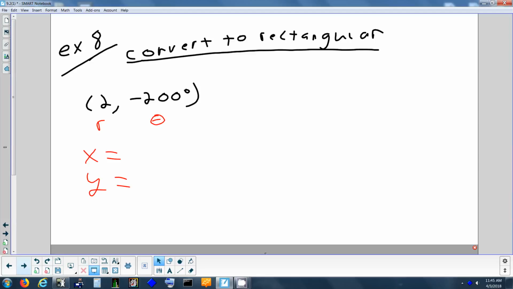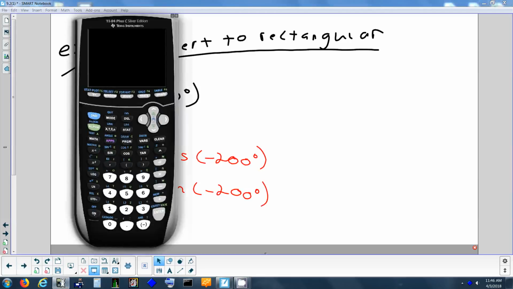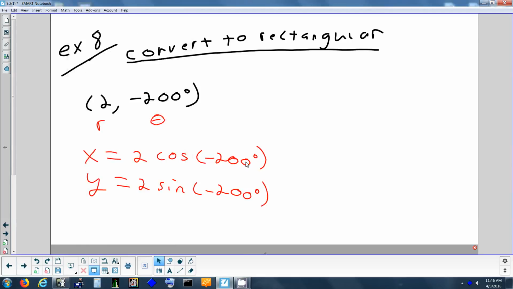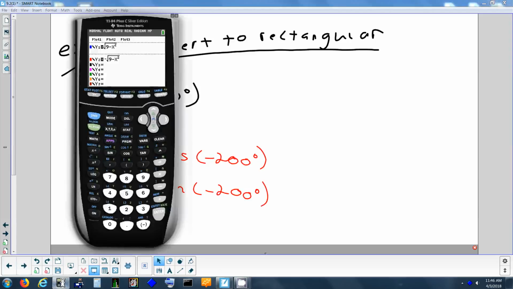What would be my formula for x? What times what? So 2 cosine negative 200. 2 cosine negative 200. Okay, and we'll type that in. What would be my formula for y? 2 sine negative 200. All right, for this, because the problem was given in degrees, make sure your calculator is in degrees. Degrees, and see what we get.